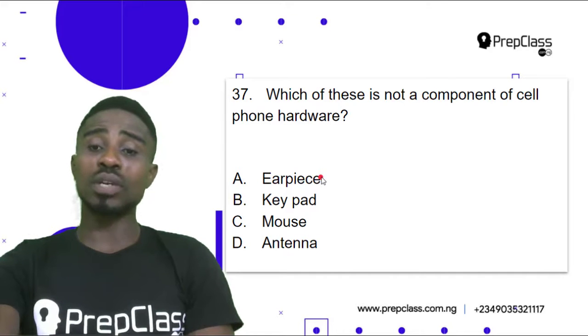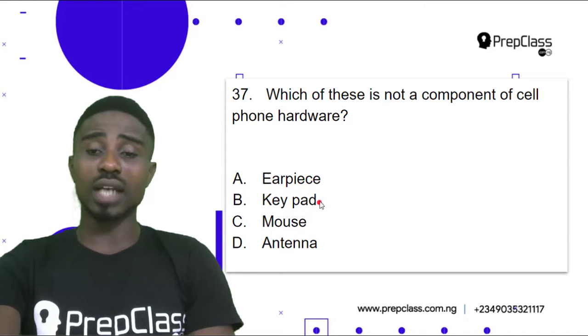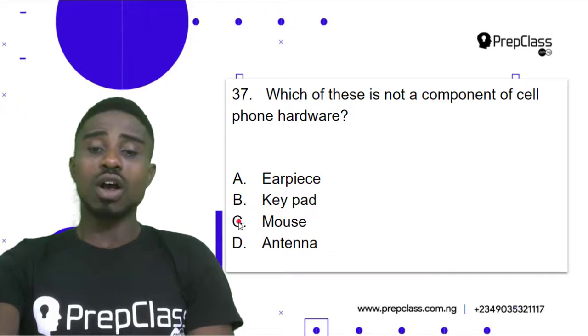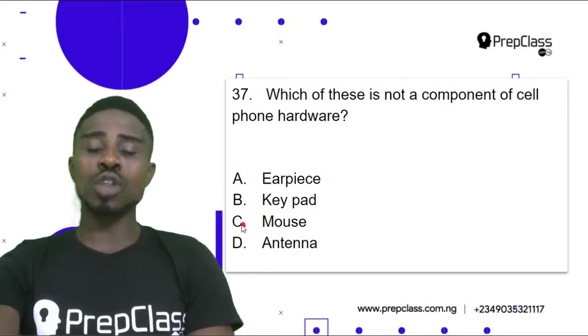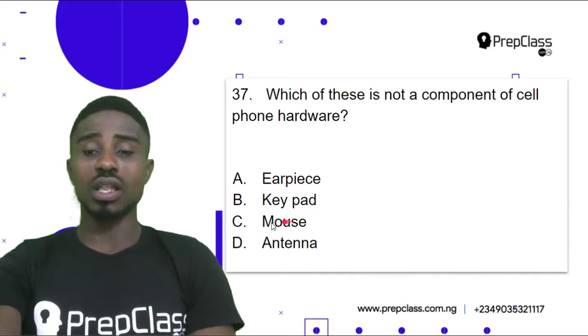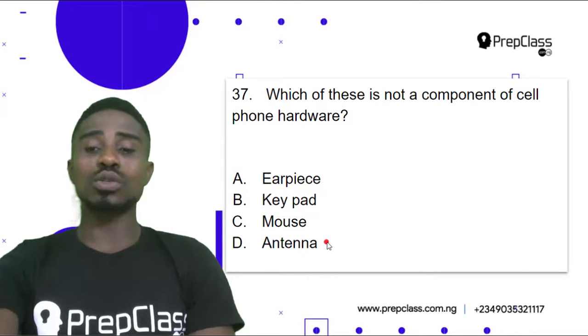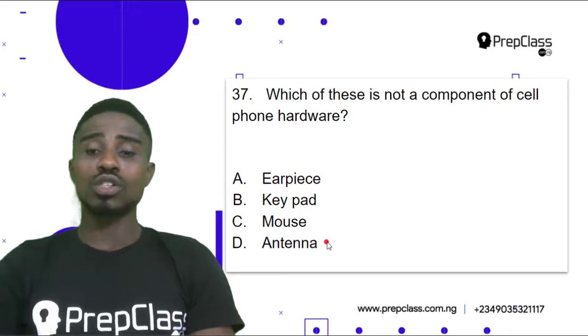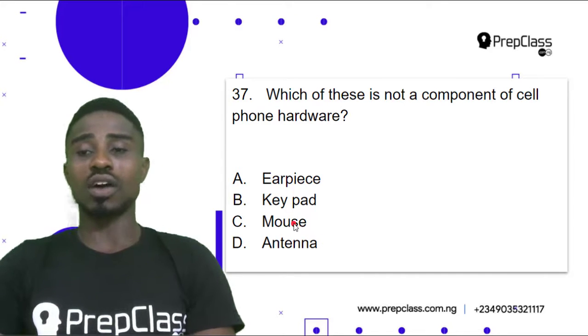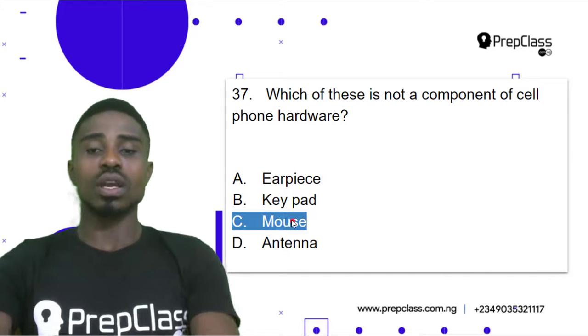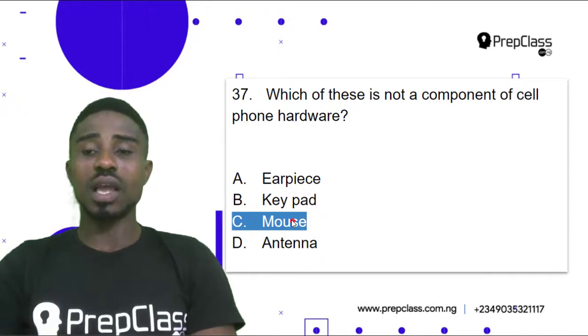Option A, earpiece is a component of a cell phone. Yes, it is. Keypad also is a component of a cell phone. Cell phones have keypad. Option B. So option A and option B are not our correct answer. Option C, mouse. We know mouse is not a component of a cell phone. Instead, mouse is a component of a computer. So mouse would be our correct answer. Option D, antenna. Antenna is also a component of a cell phone. So option C, mouse, is our correct answer. Let's check it out. Question 37, option C, mouse, is our correct answer. Let's look at the next question.